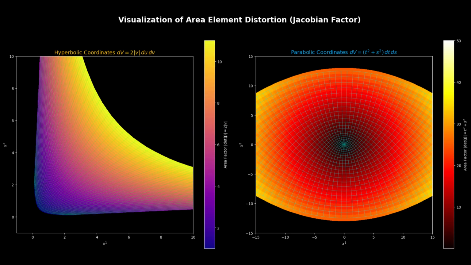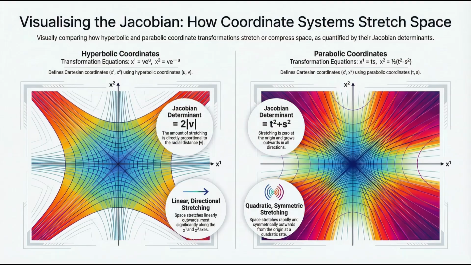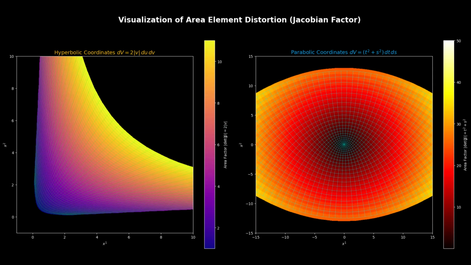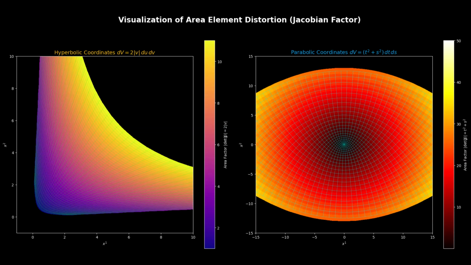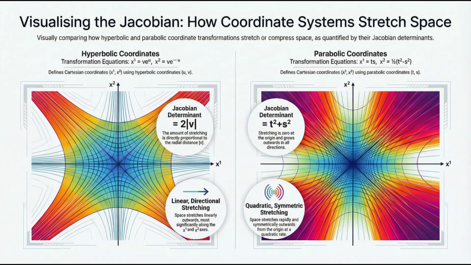Second, let's look at the hyperbolic system. For this one, the Jacobian factor is just 2 times the absolute value of v. Simple, right? And what that means is the stretching increases nice and steadily, linearly, as you move out from the center. And the key thing, the most intense stretching happens right along those main x1 and x2 axes.